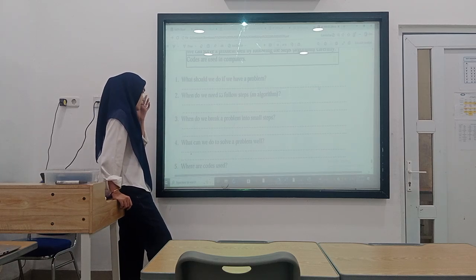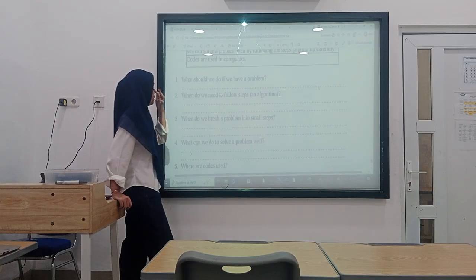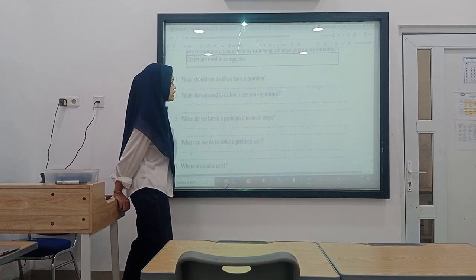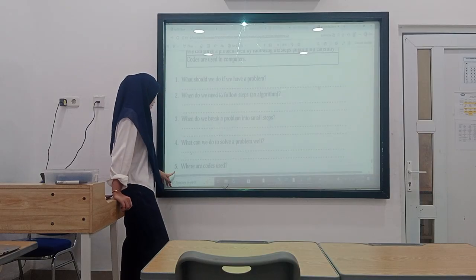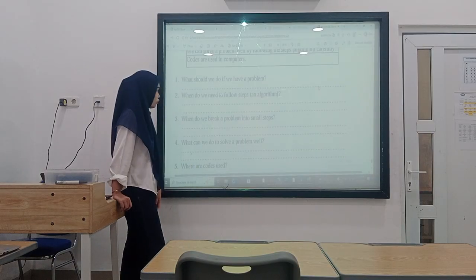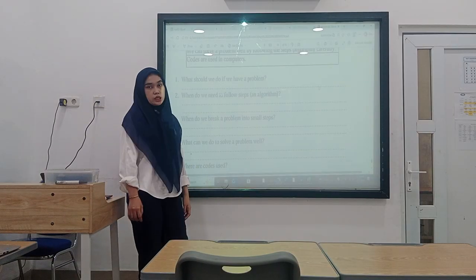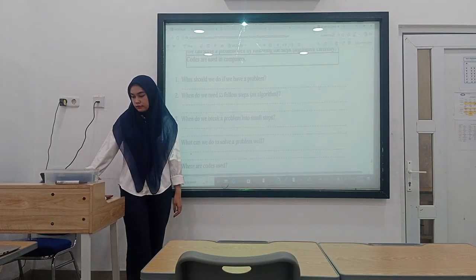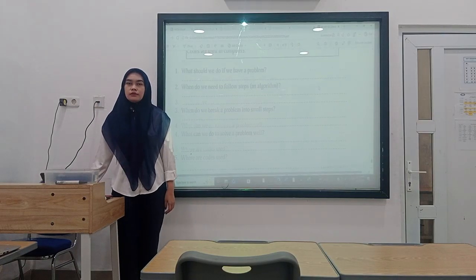Number four: what can we do to solve a problem well? We can solve a problem well by following the steps or algorithm carefully. Number five: where are codes used? Codes are used in computers. Okay, Miss. Vocabulary list, Miss.